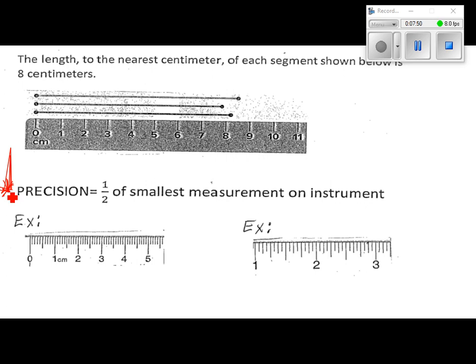With precision, precision equals 1/2 of the smallest measurement on the instrument. What does "of" mean in algebra? What operation does it mean? Multiplication. Probably, since you have a calculator, you're probably not going to use 1/2. You're probably going to use 0.5 when you're multiplying this.